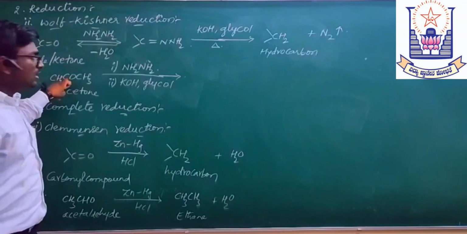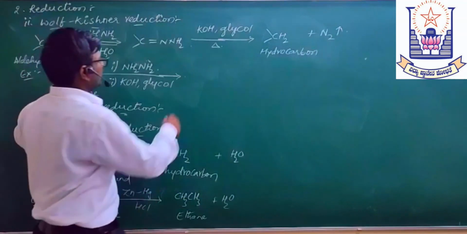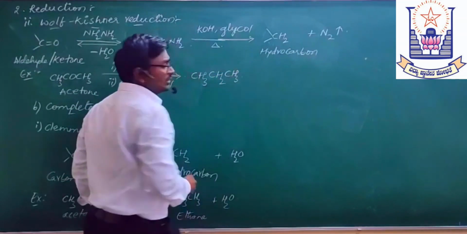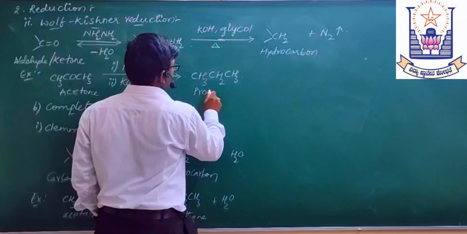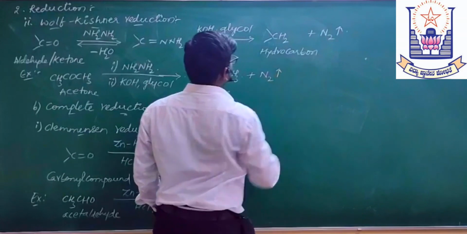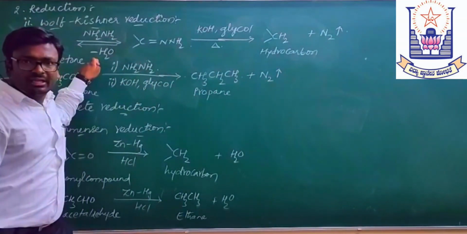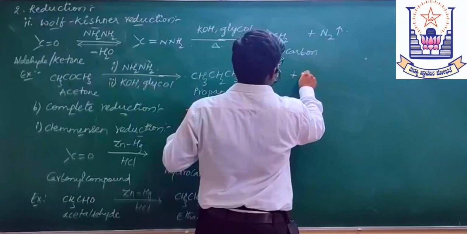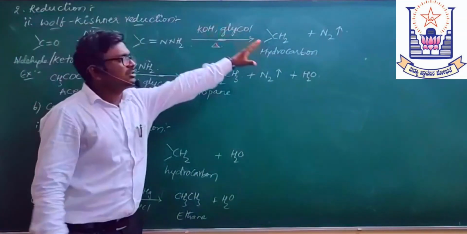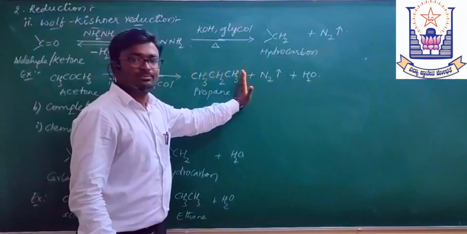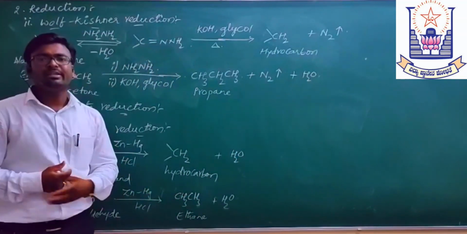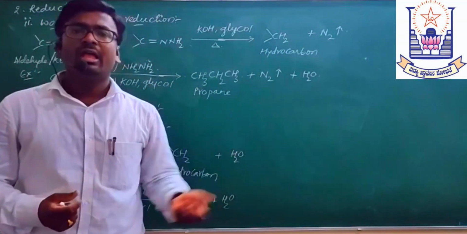What is the corresponding hydrocarbon? CH3CH2CH3. So this is propane, plus N2 gas. And here you have seen that H2O also came out as a byproduct. Instead of writing this much, you can condense this to this, and here I am showing you the byproducts. So this is all about the complete reduction of the carbonyl compounds to hydrocarbons.